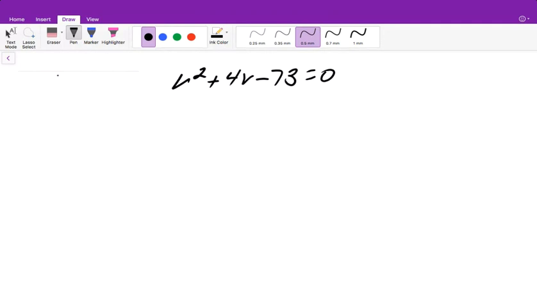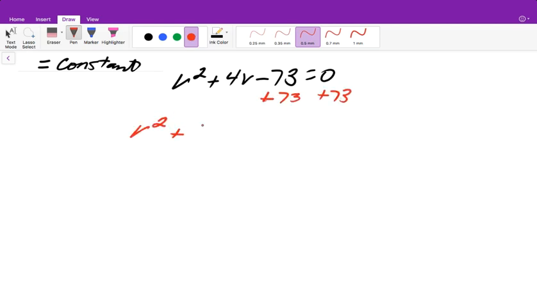All right, so when we're solving by completing the square, we're setting it equal to our constant. So the directions will tell you to complete the square. So that means we need to move this over to the other side. All right, so v squared plus 4v is equal to 73.